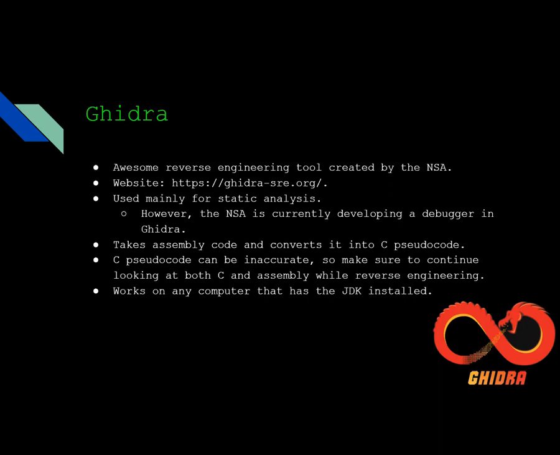What Ghidra is great at is it can take assembly code and convert it into C pseudocode, and then it will show you the assembly and the C pseudocode side by side. The C pseudocode can be a little bit inaccurate. So if you're using Ghidra, make sure that you're looking at both the C and assembly. If you see something that seems a little bit off in the C pseudocode, chances are Ghidra decompiled it incorrectly, and you need to go back into the assembly and see what's going on.